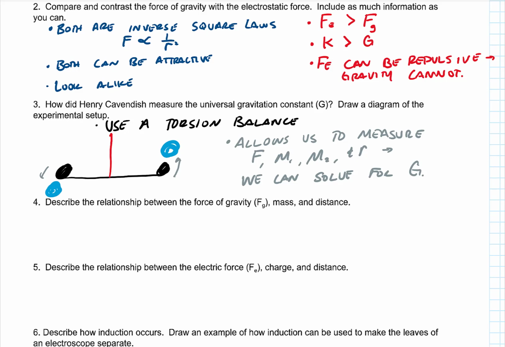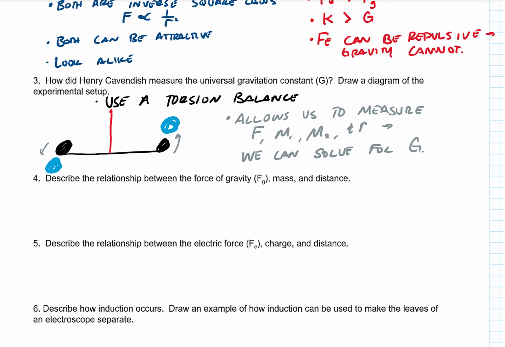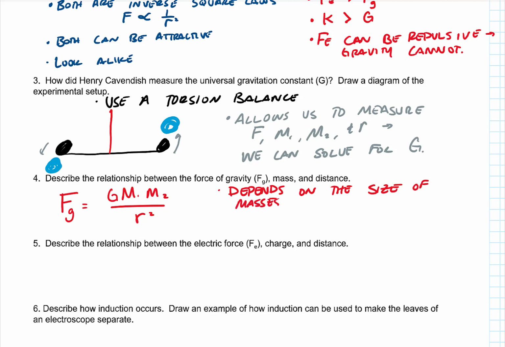Describe the relationship between the force of gravity, mass, and distance. This is Newton's law of universal gravitation. The force of gravity is G times mass 1 times mass 2 over the distance squared. It depends on the size of each mass, and it depends on the distance separating them.